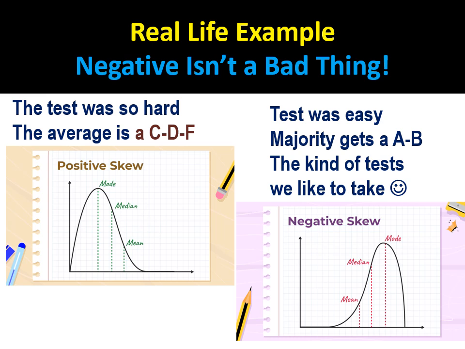Okay, so in this case, if you take a look, the mode, or the high frequency of scores, on the positive skew sits to the left of the mean. That means that a whole bunch of kids didn't do so well. And then on the negative skew, a whole bunch of kids did really well because they did better than the mean. Right, so you can see that sometimes negative is the right way to go. That's it for now.